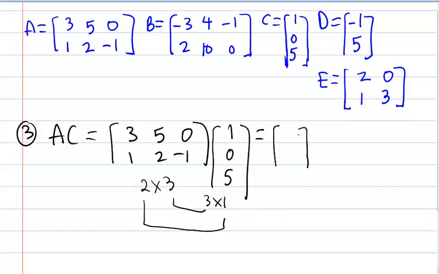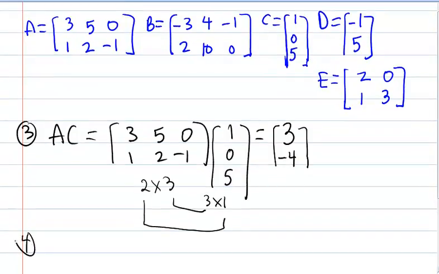In the top position, I'm going to use row 1, column 1 to get that number. Do the basic operation, which is 3 times 1 plus 5 times 0 plus 0 times 5, and I get 3. It's nice to have those zeros in the calculation. Otherwise you have to keep that running total as you go across the row and down the column. In the second row, I'm going to use this second row here. 1 times 1 plus 2 times 0 plus negative 1 times 5. So 1 minus 5 is a negative 4. And there's the product A times C.